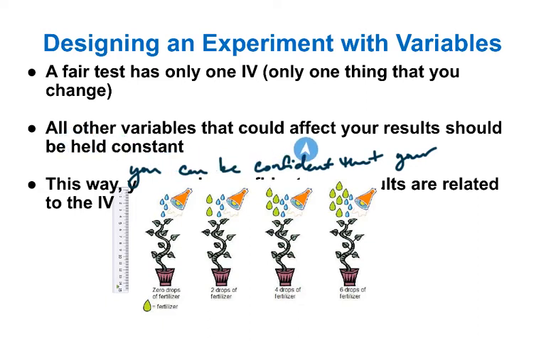All other variables that could affect your results should be held constant, because you only want your results to be related to the IV. So this way, you can be confident that your results are related to the IV. If I succeed at keeping everything else in this experiment constant except for the amount of fertilizer, then I know that the differences in height are because of the fertilizer. If there are differences in height, we'd have to run the experiment to know for sure.